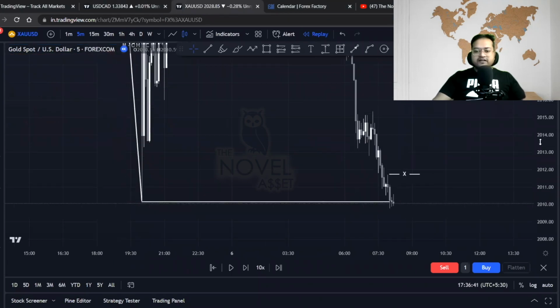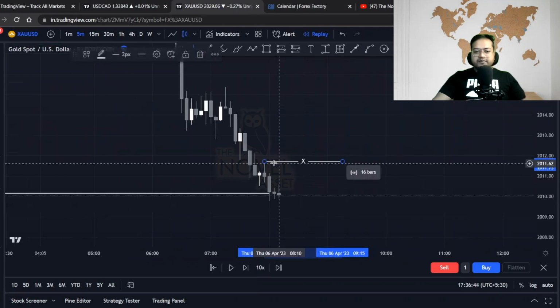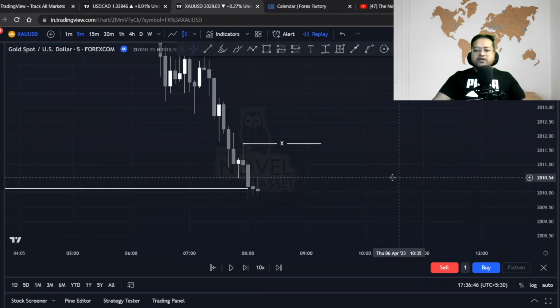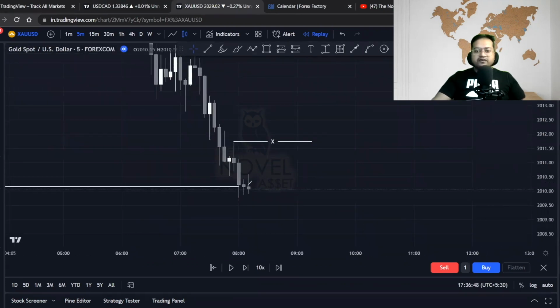So now let's zoom in at this level and try to understand: after the breakout, this previous lower high in the market becomes your inducement in the market. And if the price is able to take out this inducement, then we can confirm that this is a new lower low in the market.